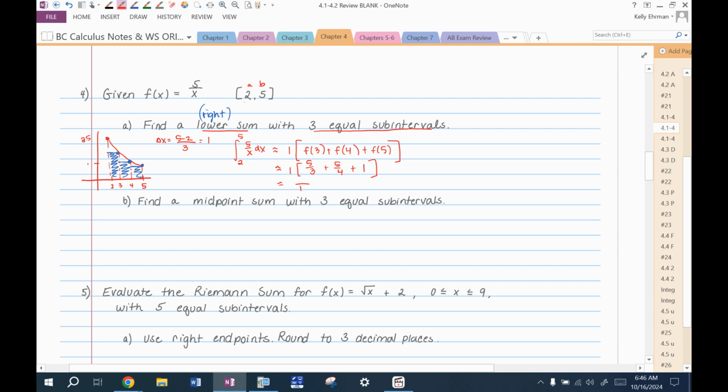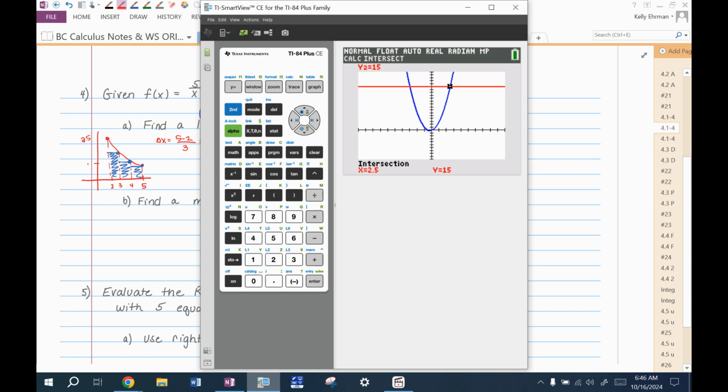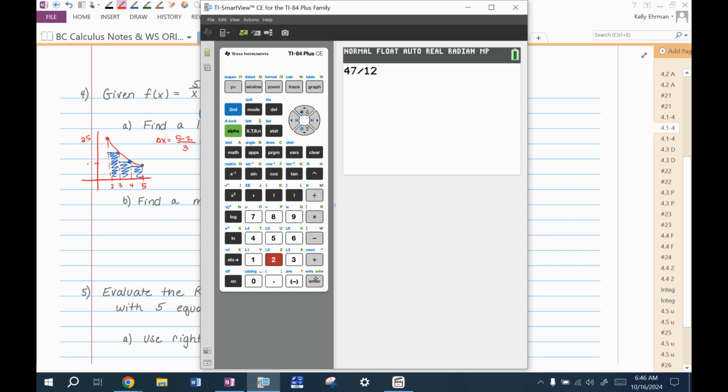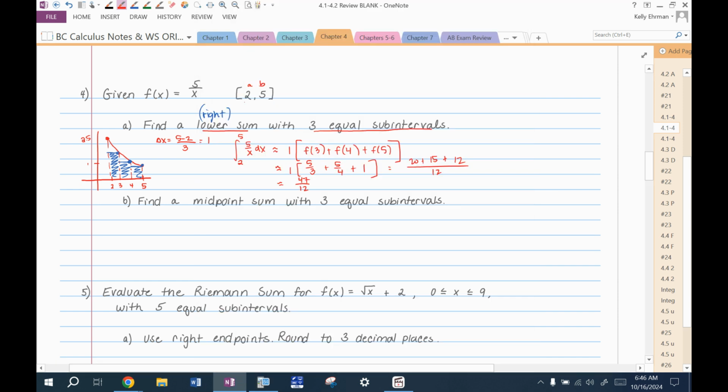The common denominator is 12, and I'll do the work over here. Common denominator is 12. This would be 20 plus 15 plus 12 to get those common denominators all set up. So let's see, this is 35 plus 10 is 45 plus 2 is 47. If you do want a decimal approximation, 47 over 12 is 3.917.